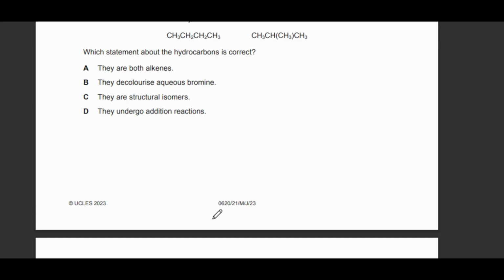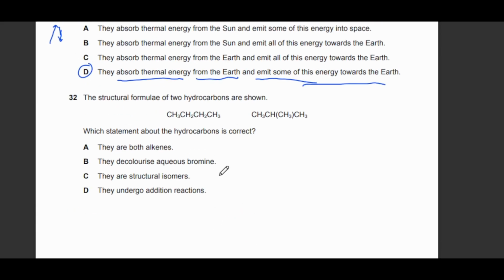Okay, next. The structural formula of two hydrocarbons are shown. Which statement about hydrocarbons is correct? So, if you take a look closely, you'll realize that these two are actually alkanes. And alkanes are saturated. Okay? So they are both alkenes. This is wrong. They are both alkanes, right? If you cannot tell, you should draw it out, and you'll be able to tell. For example, if you draw this out, you'll be C, H all around. Right, so this is what the first one will look like if you drew it out. So if you don't know, you should draw it out. They are alkanes because they only have a carbon-carbon single bond. So they are not alkenes.